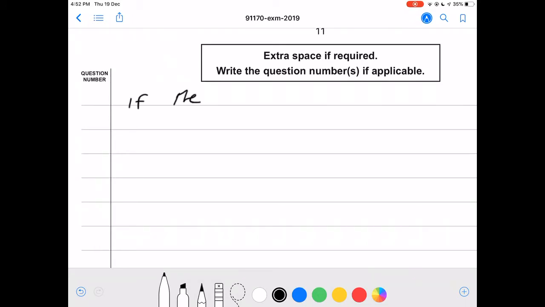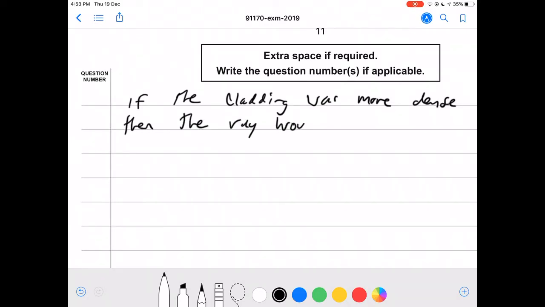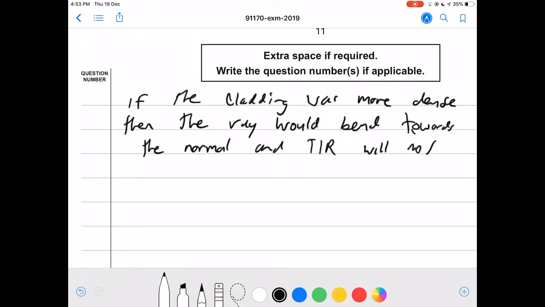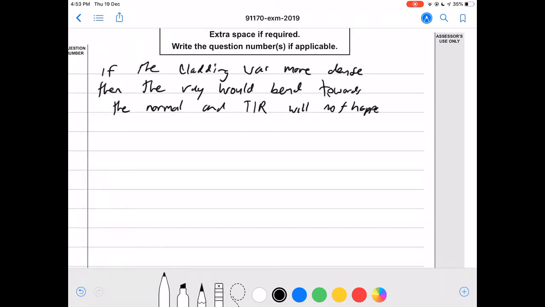if the cladding was more dense, then the ray would bend towards the normal, and TIR will not happen. Sorry, it's a bit messy.